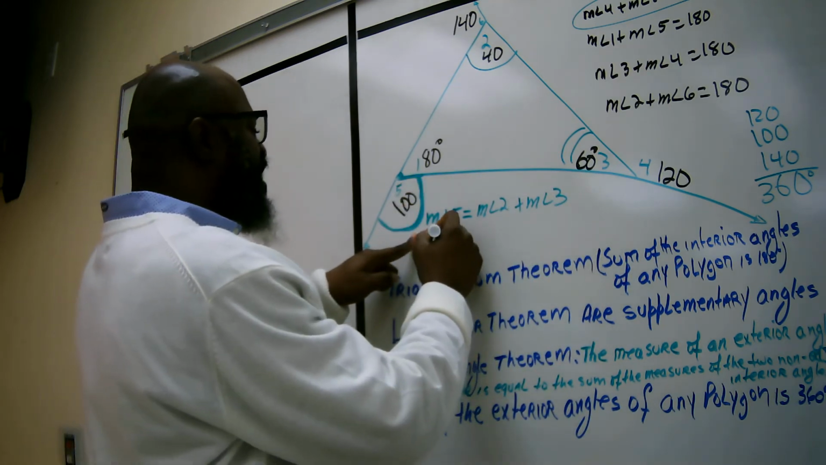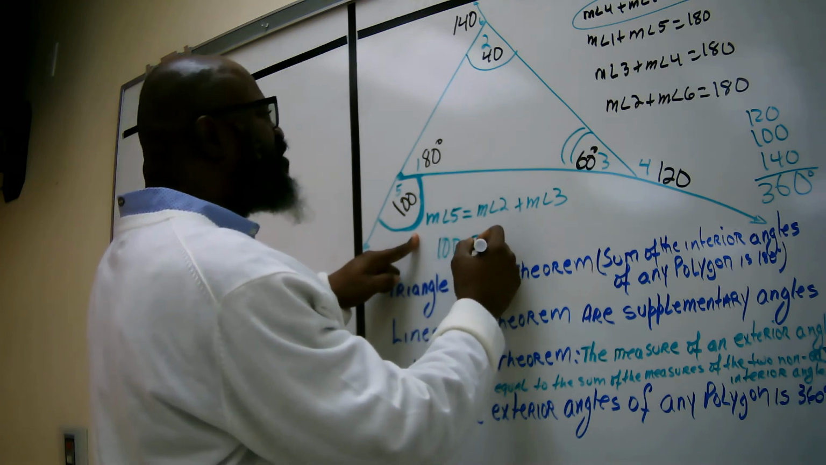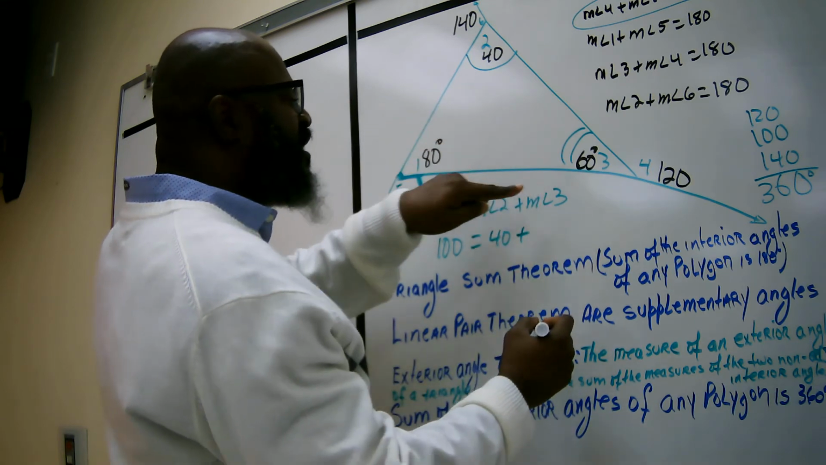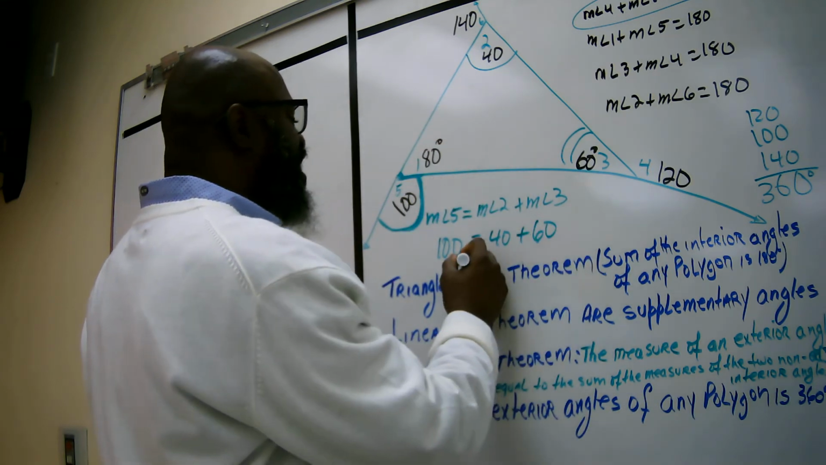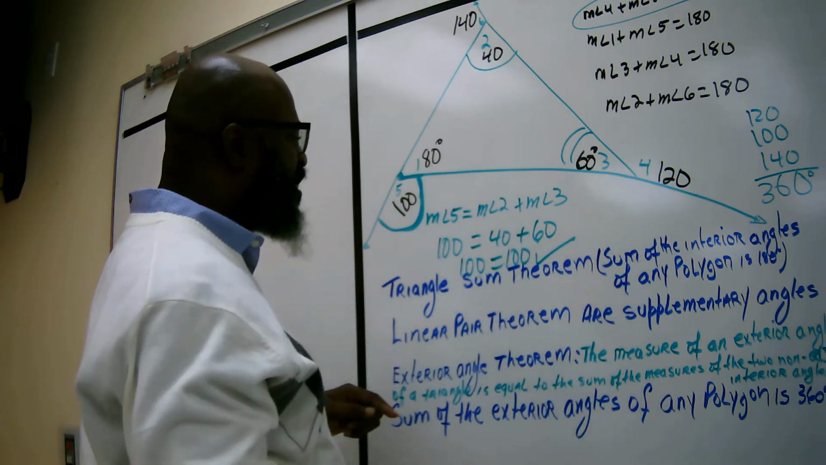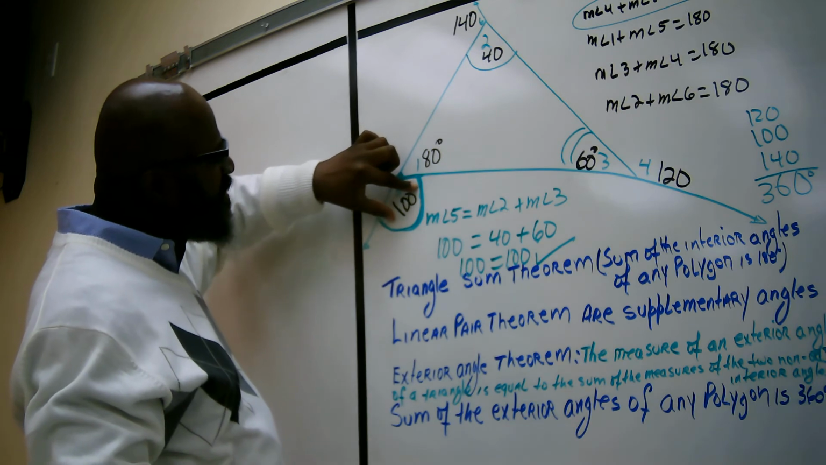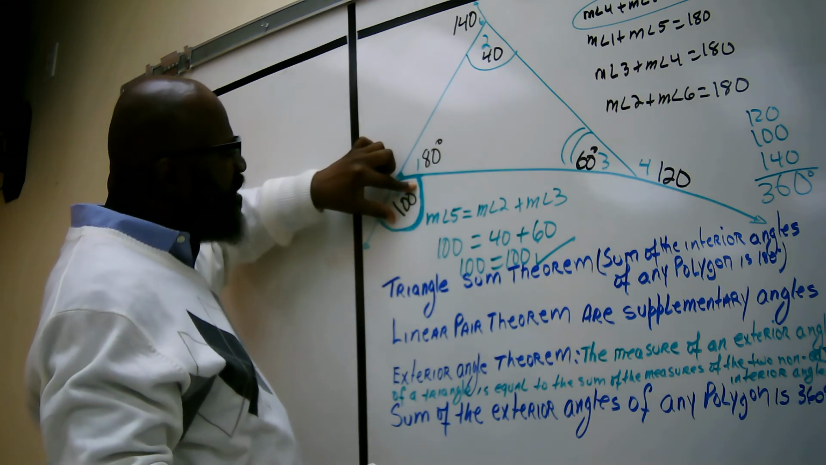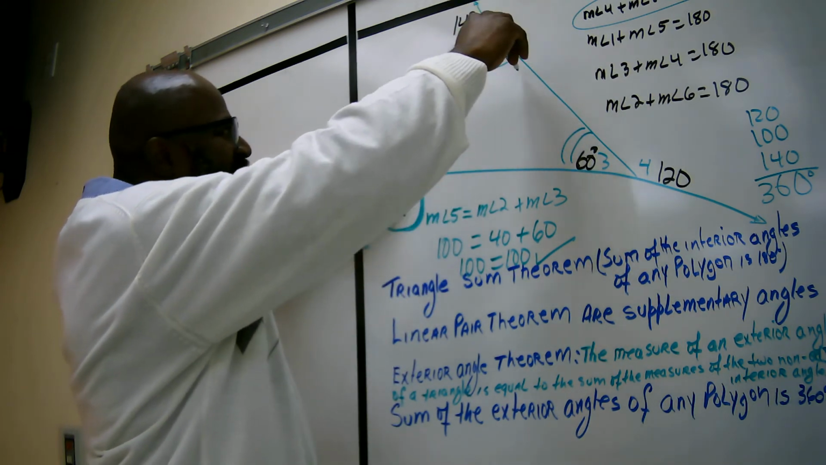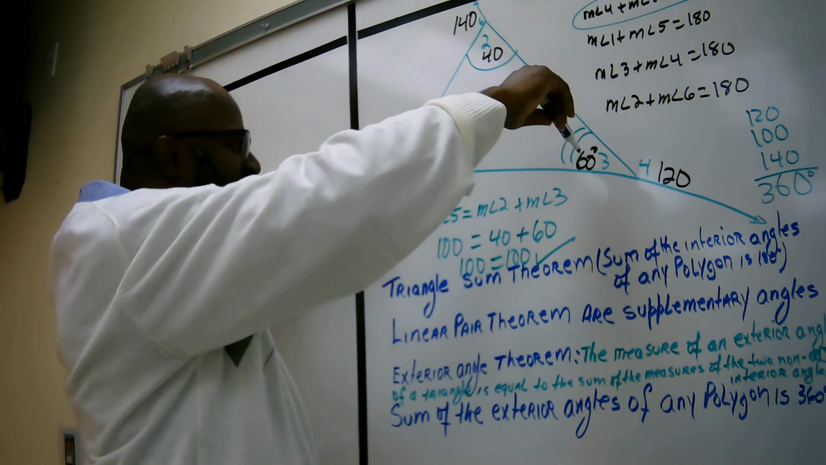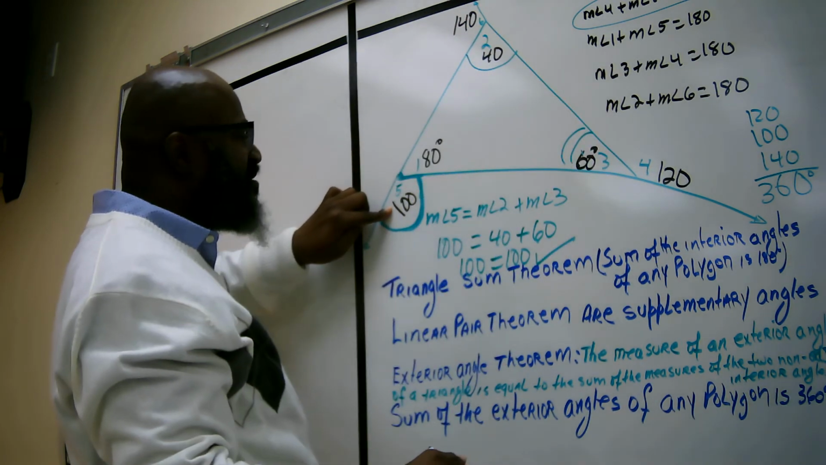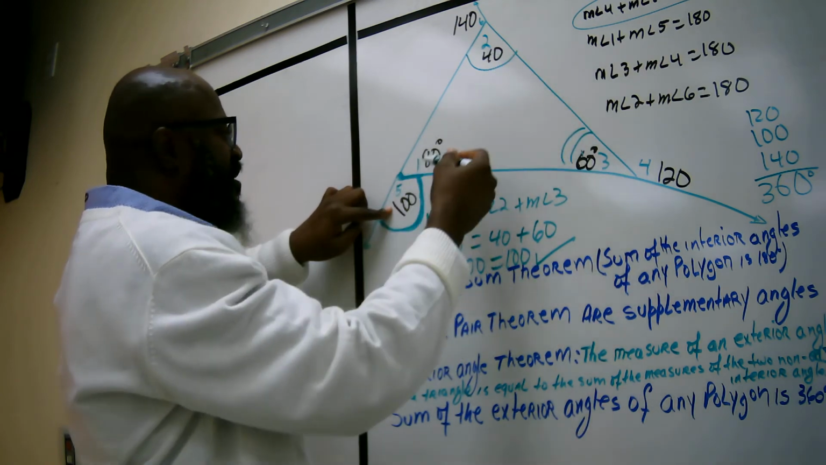The measure of angle 5 is 100. What is the measure of angle 2? That's 40, plus the measure of angle 3 is 60. So you will have 100 is equal to 100. That verifies it. So to find the exterior angle of a triangle, the theorem says that you must add the two non-adjacent angles. Those are the two non-adjacent angles to angle 5. So I add those two, then I will get my 100.